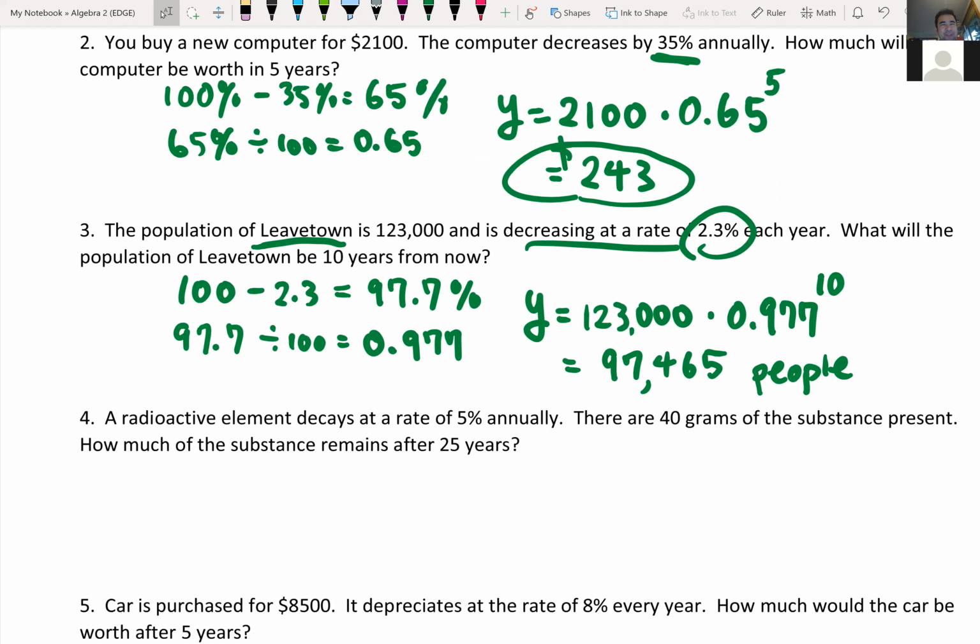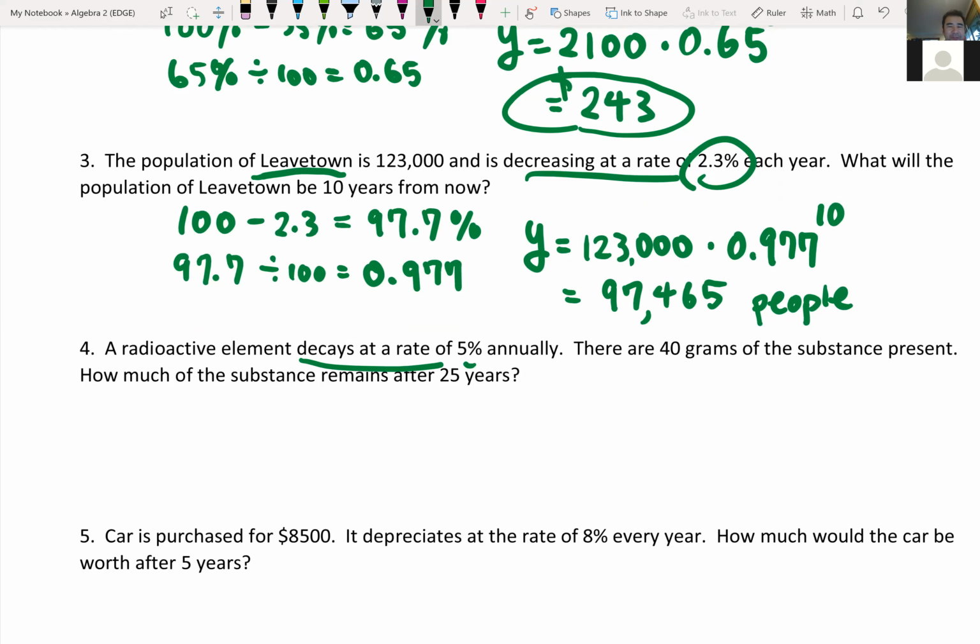A radioactive element decays at the rate of 5%. Okay. So let's say you've got 40 grams of that radioactive element. How much substance remains after 25 years? I don't know if this is like, we don't even know what kind of element it is, but let's figure it out. Okay, 1 minute.